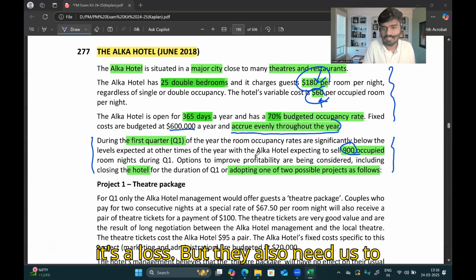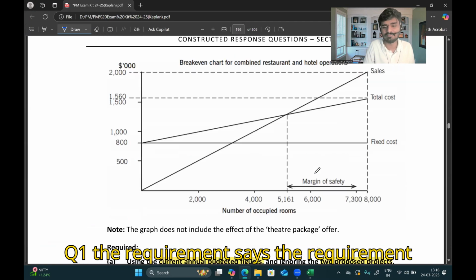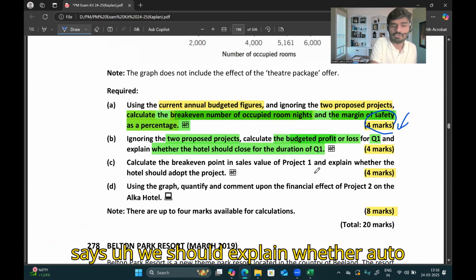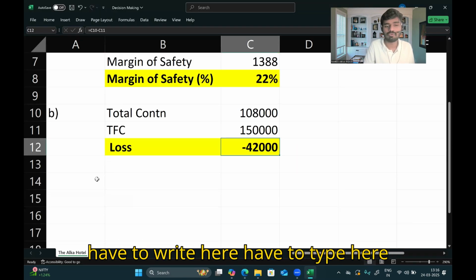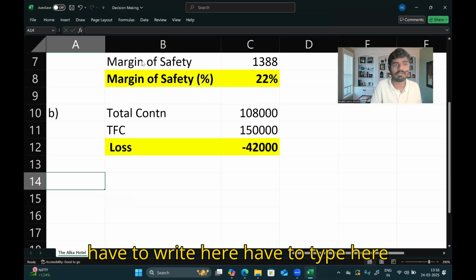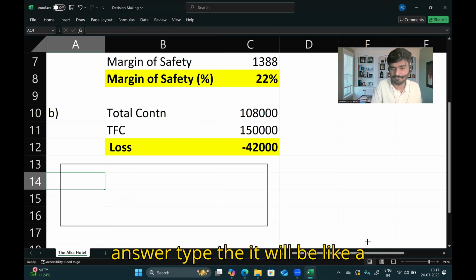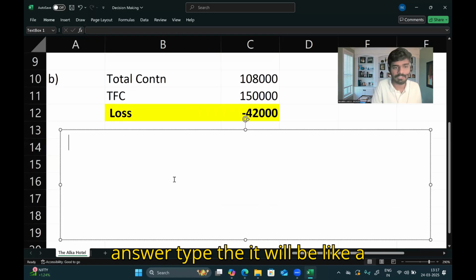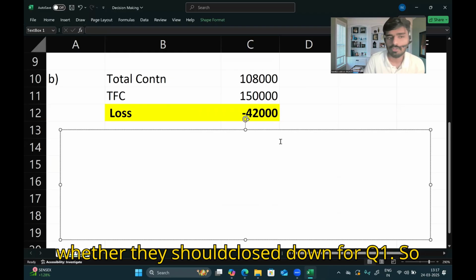But they also need us to tell whether they should close down for Q1. The requirement says we should explain whether the hotel should close for the period Q1. This is not a calculation. They need us to type the answer, like a paragraph. They need us to tell whether they should close down for Q1.